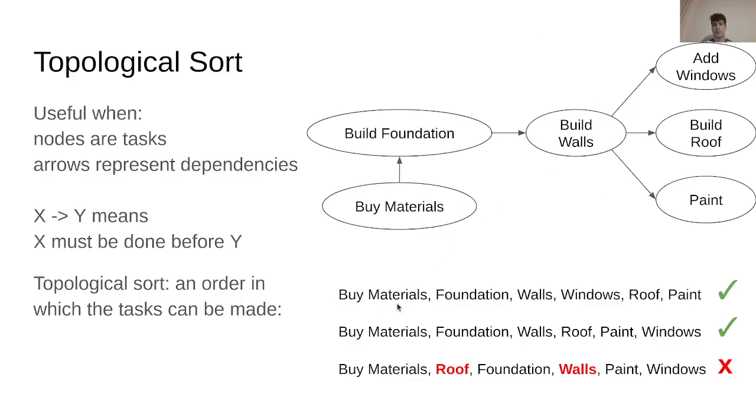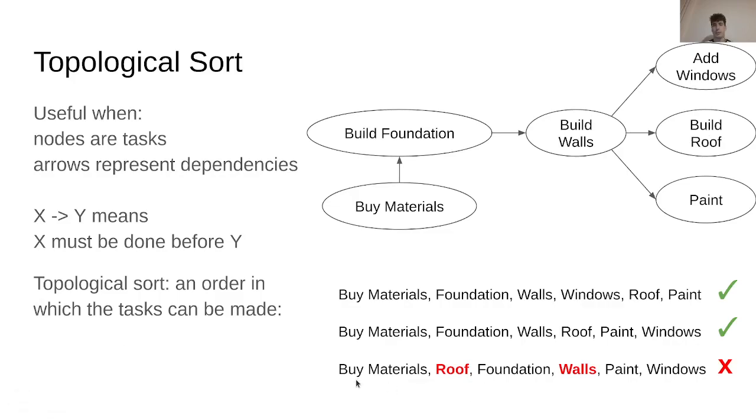One example would be buy materials, then build foundation, then build the walls, windows, roof, and paint. This is okay. This is a good topological sort. This is a good topological order. Another order, which is just as good as the previous one, is buy materials, foundation, walls, but this time roof, windows, and paint. It doesn't matter the order in which we do this, because they don't depend on each other.